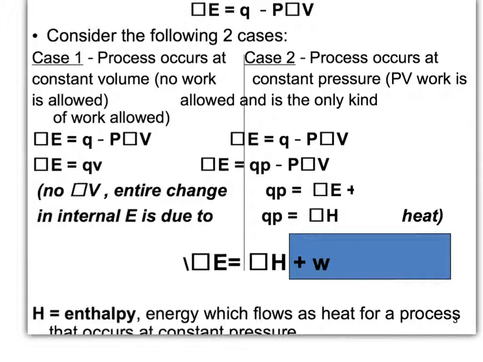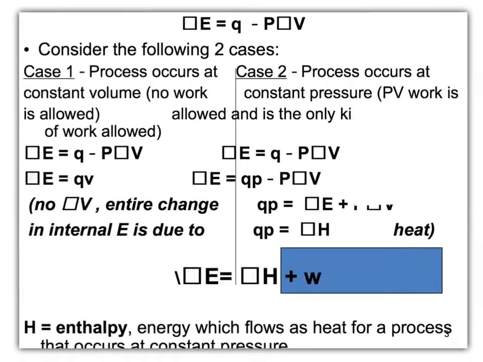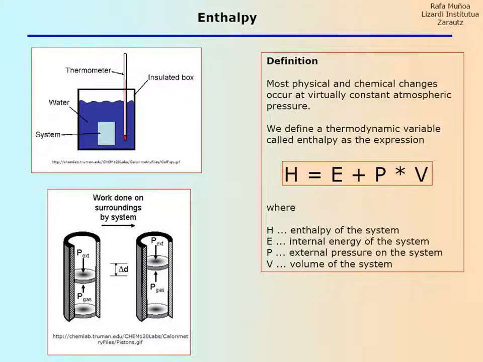It's the energy which flows as heat for a process that occurs at a constant pressure, and that's the heat that we have at the bottom. When we talk about enthalpy, since most of the chemical changes occur at a constant atmospheric pressure, then as we saw a little bit on the previous slide, and I think this one might show it a little better, our heat is equal to E plus P times V. H is the enthalpy, E is the internal energy of the system, P is the pressure, external pressure on the system, and V is the volume of the system.